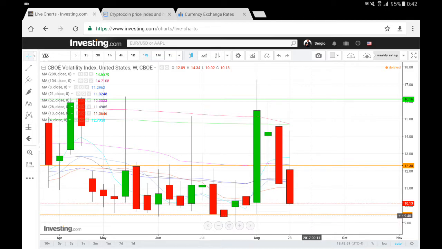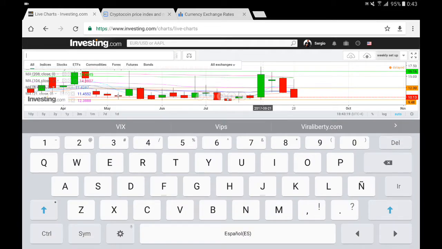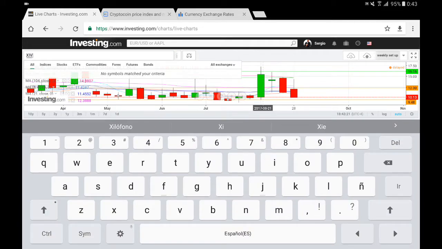So I'm expecting the VIX to go lower, but we also can see a lot of spikes and a lot of volatility during the week. So still an inside week candle for the third consecutive week, and for next week I'm expecting more volatility, but the VIX remaining low between 10 points and 9.50. That means that the markets can go higher. Now let's have a look at the XIV.